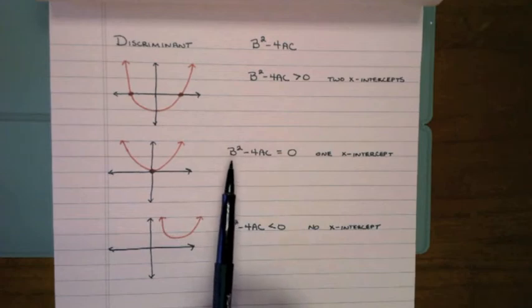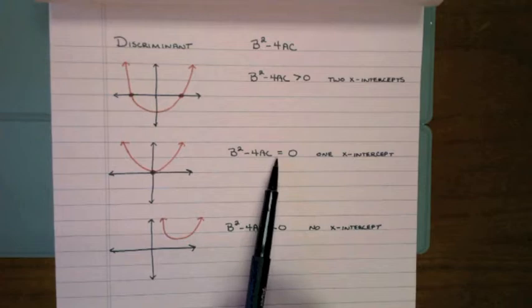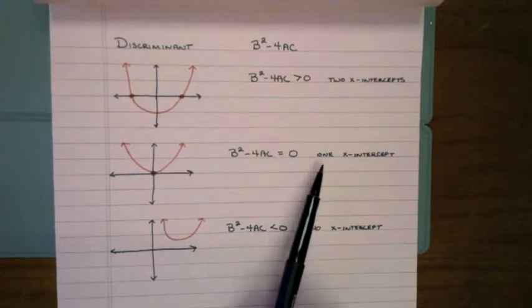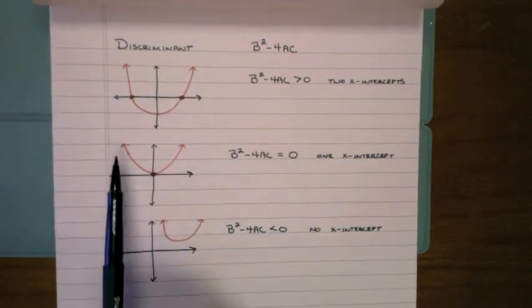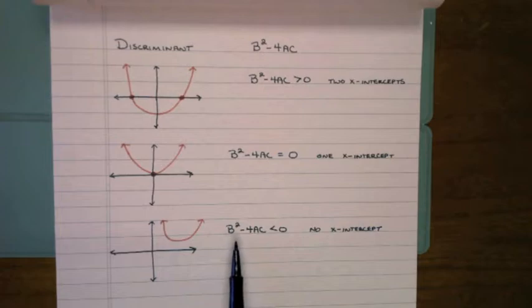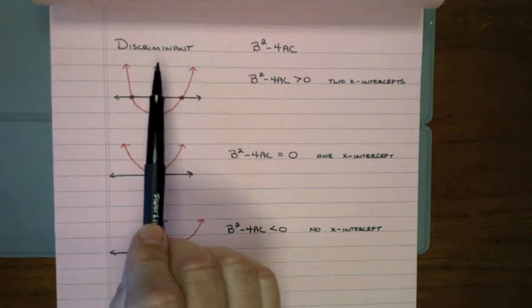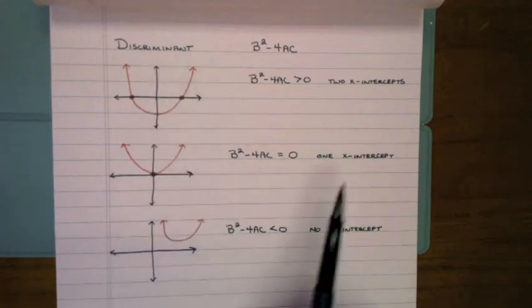If you plug in the numbers for A, B, and C, you do the math and you get it equal to 0, that means it has one x-intercept. It's going to look something like this. If you plug in the numbers for A, B, and C, you do your math, and you find out that the discriminant is less than 0, that means it's going to have no x-intercepts. So here's the little formula that is the discriminant. You use it to determine how many x-intercepts you're going to have.